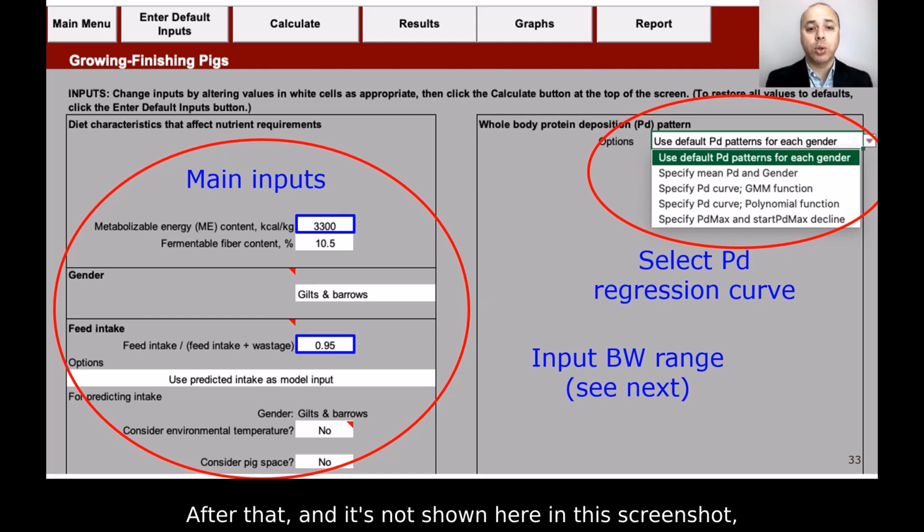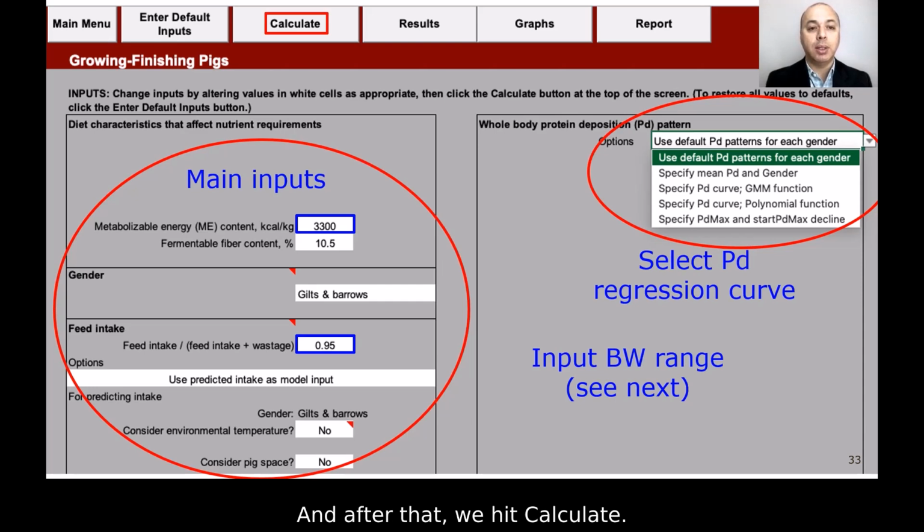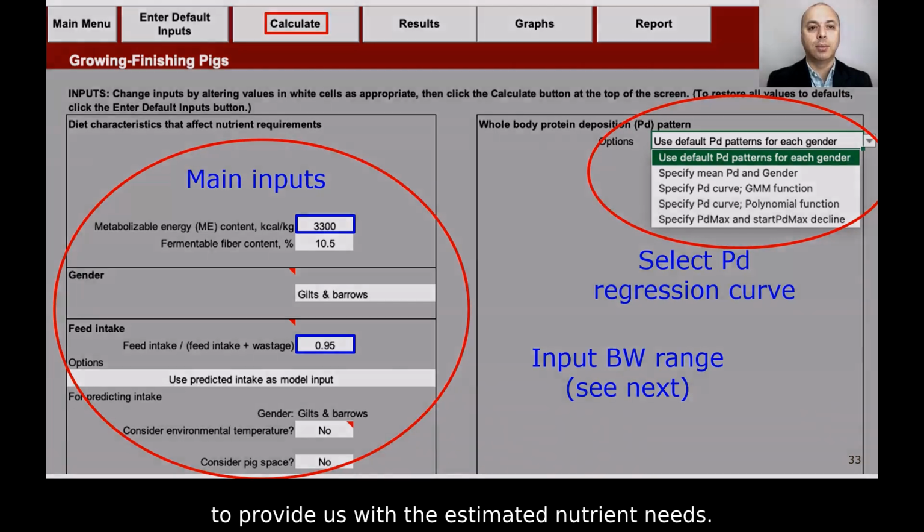After that, and it's not shown here in this screenshot, is to input the body weight range, and we'll see that in the next slide. And after that, we hit calculate, and then this calculator is going to provide us with the estimated nutrient needs.